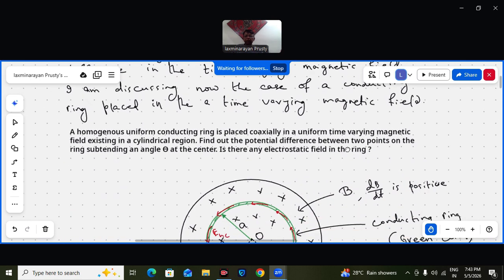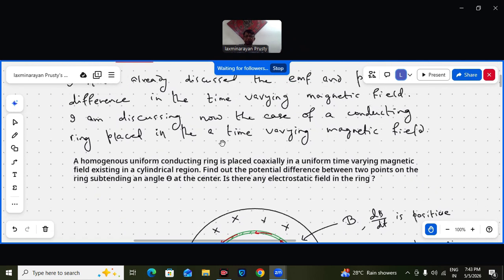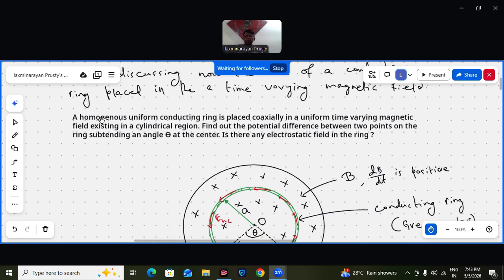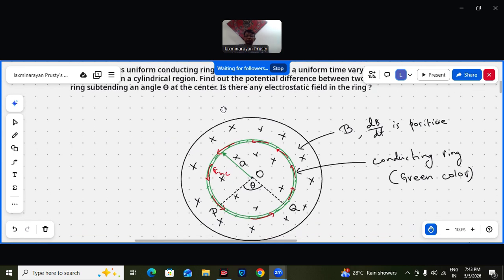What I am discussing is a case of a conducting ring placed in a time-varying magnetic field. A homogeneous uniform conducting ring is placed coaxially in a uniform time-varying magnetic field existing in a cylindrical region. Find out the potential difference between 2 points on the ring subtending an angle theta at the center. Is there any electrostatic field in the ring or not?